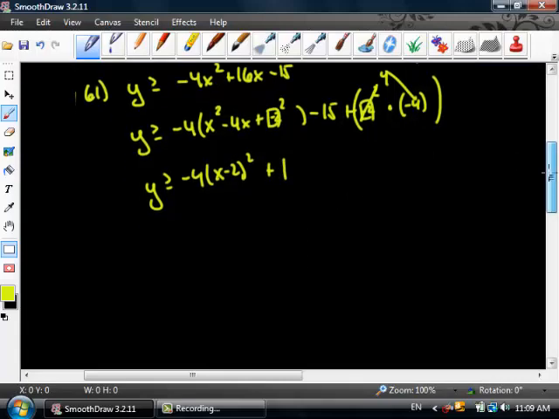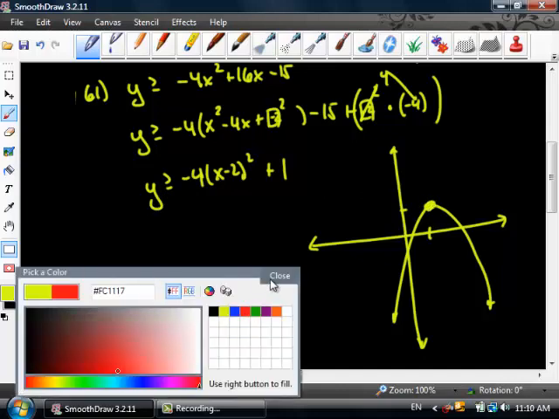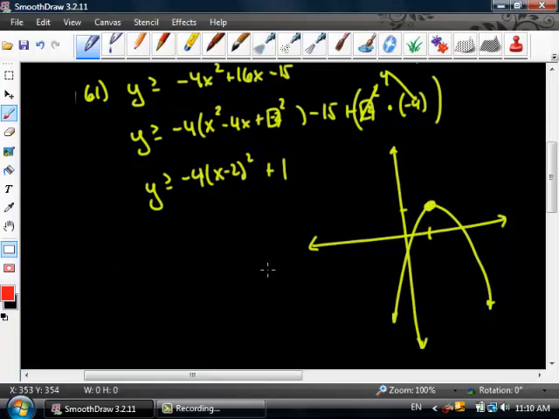Okay, Emily, since this is an inequality, I don't expect you to make a table. Just know where the vertex is. Emily, do you know where the vertex of this problem is? 2, 1. And which way is it facing? Down. Okay. All right. Now, y is greater than this thing. So, are we shading above the vertex or are we shading below the vertex?